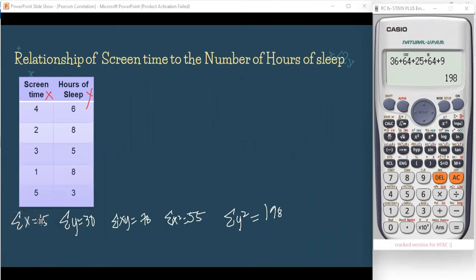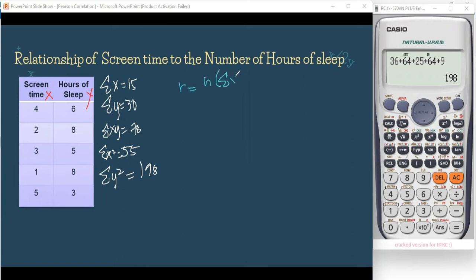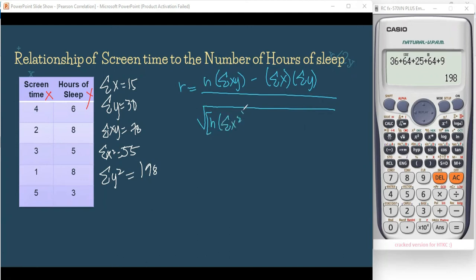So ito pong mga importante, igilid po natin. Let's solve for r, value of r. So r is equal to n times the summation of xy minus the summation of x times the summation of y, all over the square root of n times the summation of x squared minus the summation of x squared times n times the summation of y squared minus the summation of y squared.